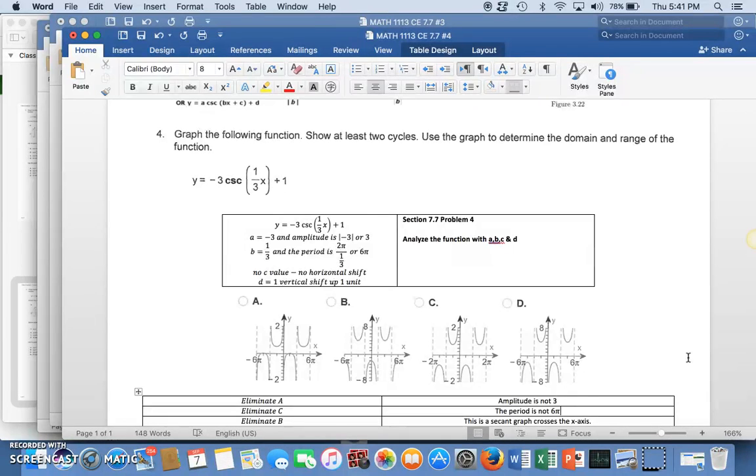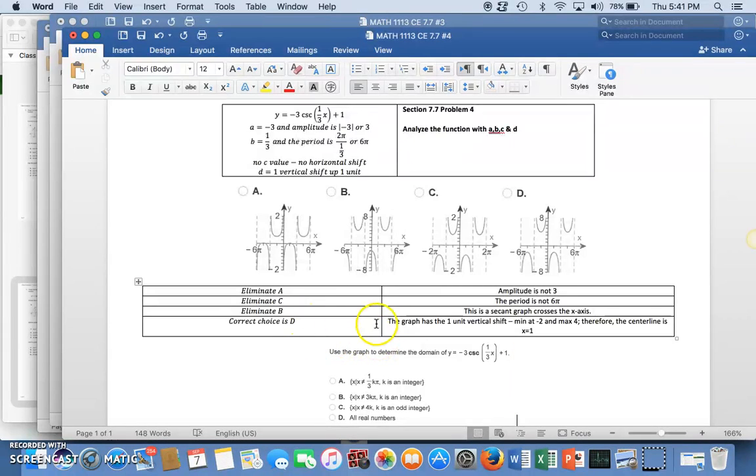B looks more like a secant because it's right here. If it were a cosecant, it should not be right on the axis unless it was shifted horizontally in this way. So you've eliminated A, B, and C, so that only leaves you D. And it does have everything it is supposed to have. The minimum would be at -2, maximum at 4, and the center line is at x equals 1. You can see that right there.